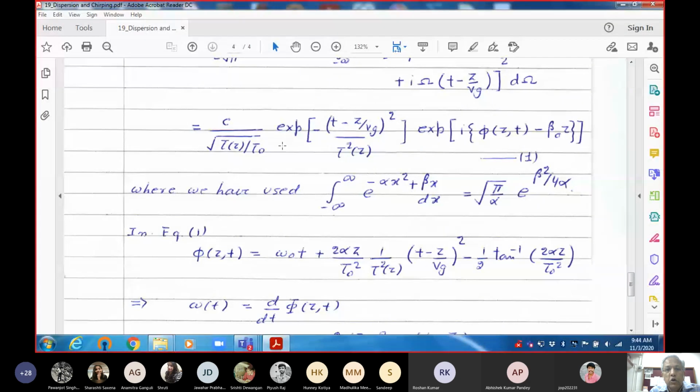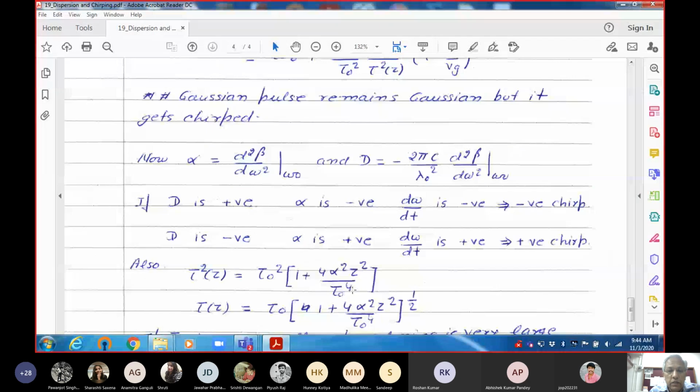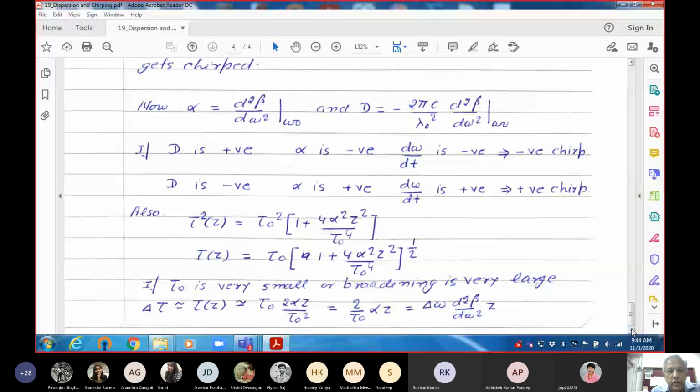Right here, this is the output pulse shape. The first derivative of beta with respect to omega, that is group velocity, is responsible for the delay. And if you look at the pulse width, the second derivative, alpha, is responsible for the broadening of the pulse. And alpha is related to the dispersion coefficient, so that is what we expect also.